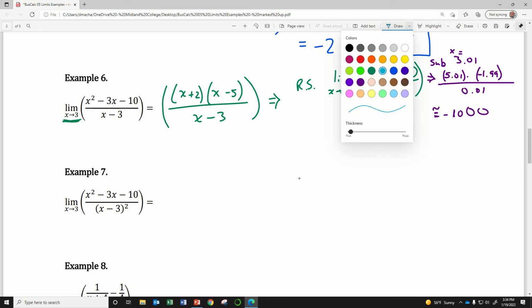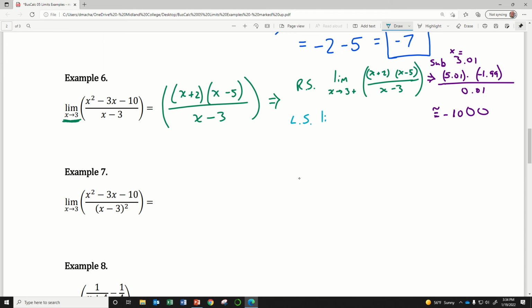Let me go in a different direction now and try the left-sided limit. So the limit as x approaches 3 from the left side, and we consider the same exact expression and see what we get. So, coming from the left side, let's sub x equals 2.99 into that expression. And so 2.99 plus 2 is about 5. It's actually 4.99.